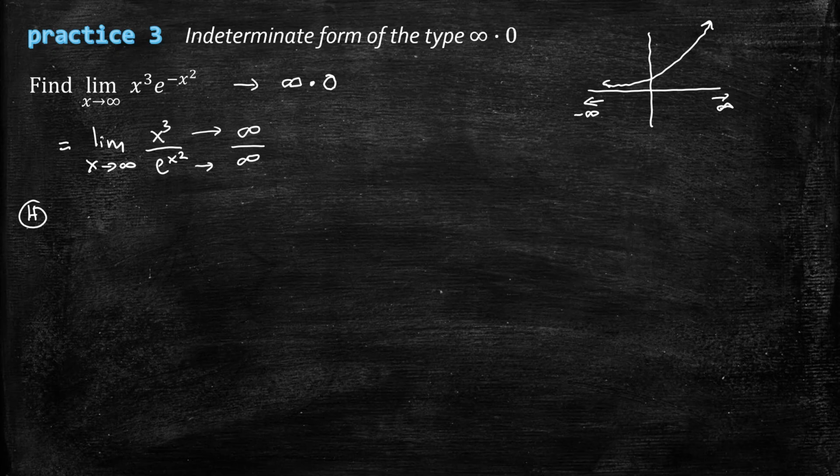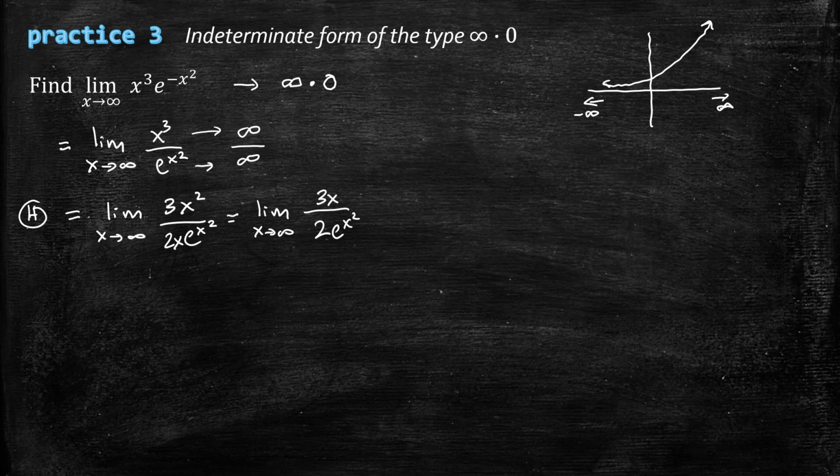So let's indicate that with an H again. So let's take the derivatives. So we get 3x squared over, we have to use the chain rule. So it's e to the x squared times the derivative of x squared, which is 2x. And let's just cancel that. So we cancel the x's. So we have 3x over 2e to the x squared.